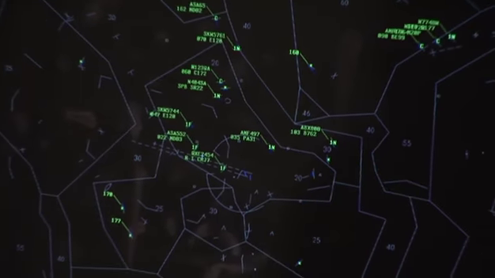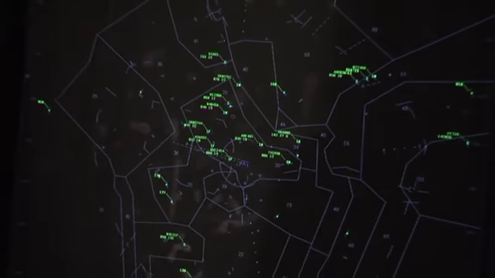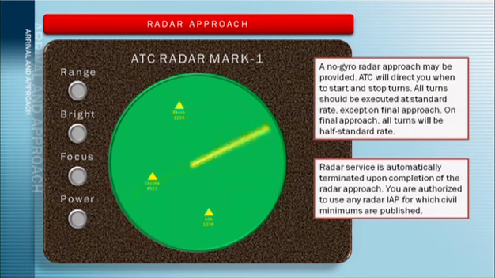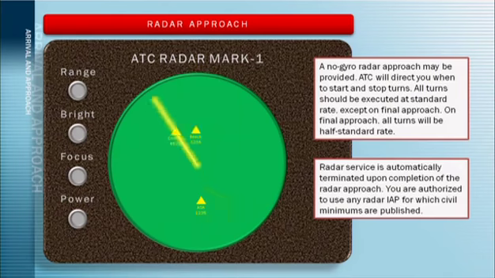Now, occasionally, a no gyro radar approach may be provided as well. A no gyro approach is where the controller provides information on when to start and stop your turns. In a no gyro approach, all turns are executed at standard rate, except on final approach when they are executed at half standard rate. Again, this is not an approach you normally fly at the end of a day, but is something you need to know in case of an emergency. Radar service is automatically terminated upon completion of the radar approach. You are authorized to use any radar IAP for which civil minimums are published.